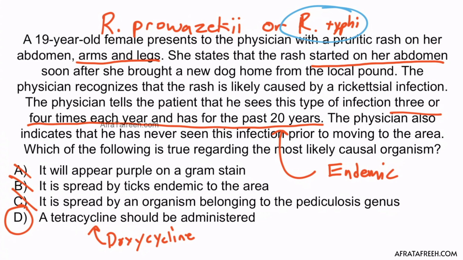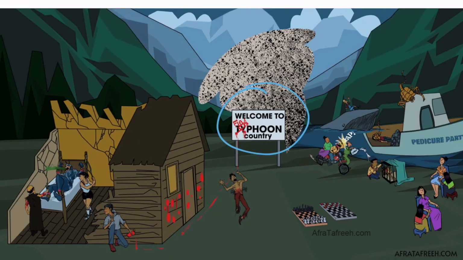Now, choice C is wrong because Pediculosis species, or lice, spread Rickettsia prowazekii. Remember the bug prowling around the pedicure party? Now, since it was on the boat traveling away to another area, it was going to cause epidemic or outbreak typhus, not the endemic typhus we're dealing with here. And that should be all you need to know about Rickettsia species.